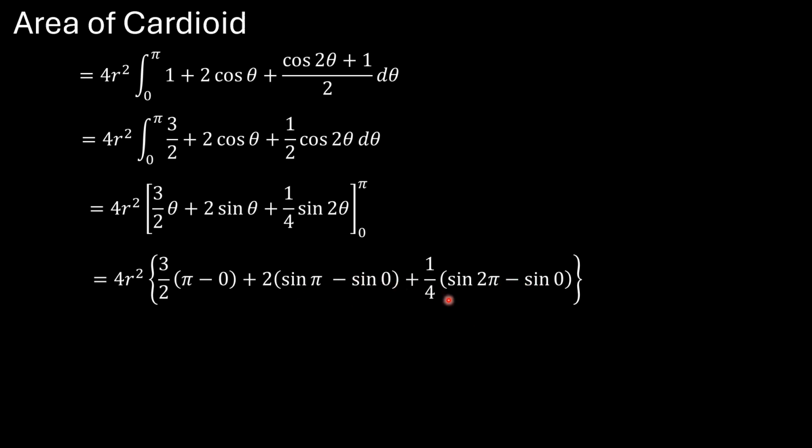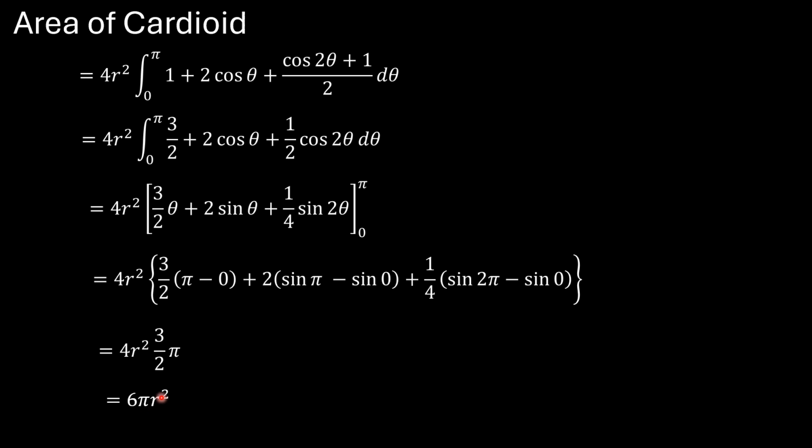So the sine pi and the sine 2 pi and sine 0 all tend to 0. So we're left with 3 over 2 times pi times 4r squared. This becomes 6 pi r squared. And so, r being the radius of the base circle, the area of the cardioid generated from that base circle is going to be 6 pi r squared, which is interesting. So it's 6 times the area of the base circle, which is fantastic.